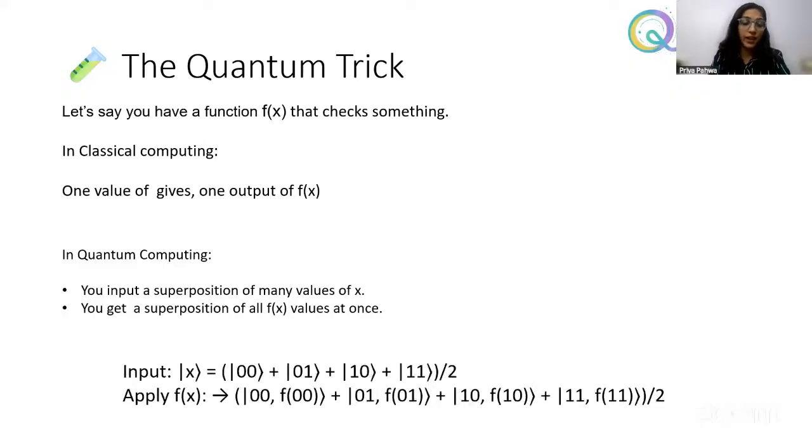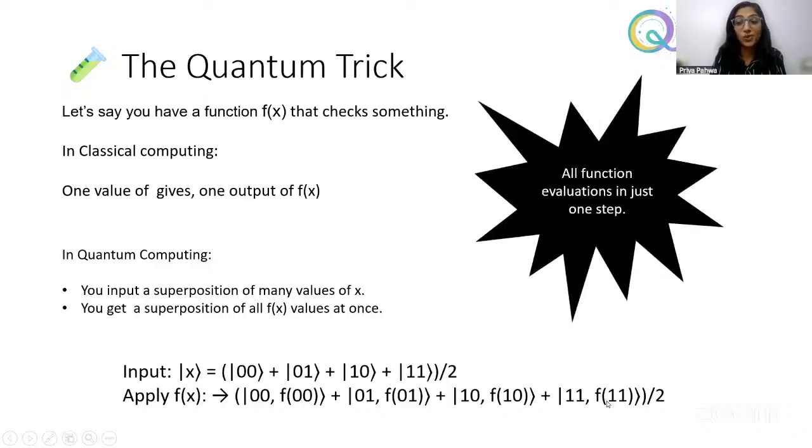Mathematically, I have expressed it for all of you. Basically, these are my inputs, in a superposed state, as you can see. And when I apply the function, it becomes somewhat like this: x comma f(x), x comma f(x), and so on. So all function evaluations happen in just one step. It's magic. So this is very important. Keep some of these things in mind, because this will help you in figuring out what is happening further. It's a bit tricky.